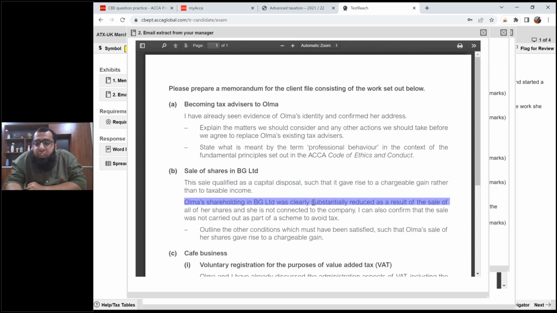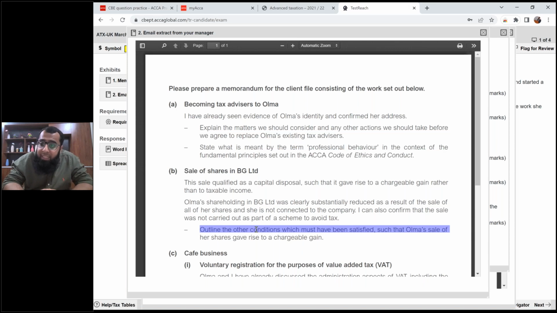Alma's shareholding in BG Limited was clearly substantially reduced as a result of the sale of all her shares, and she is not connected to the company. I can also confirm that the sale was not carried out as part of a scheme to avoid tax. Outline the other conditions which must have been satisfied such that Alma's sale of her shares gave rise to chargeable gain. Okay, outline the other conditions for the chargeable gain treatment.